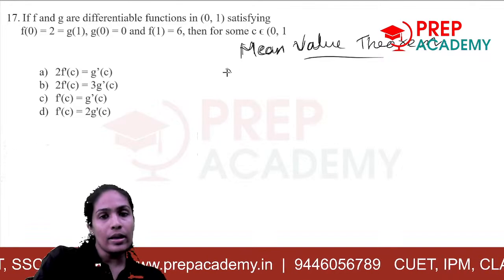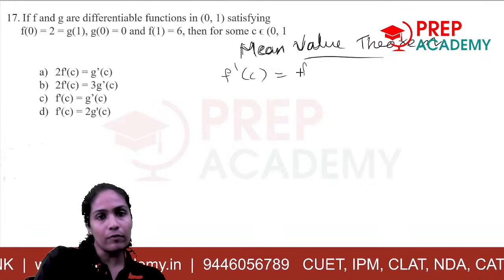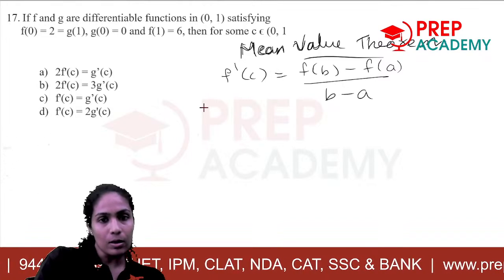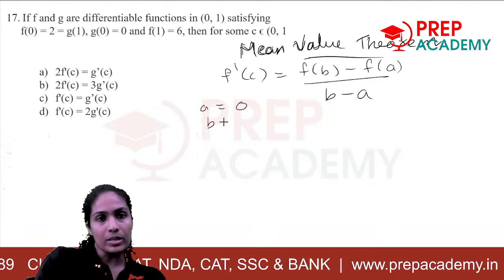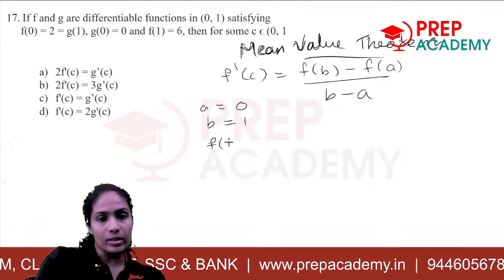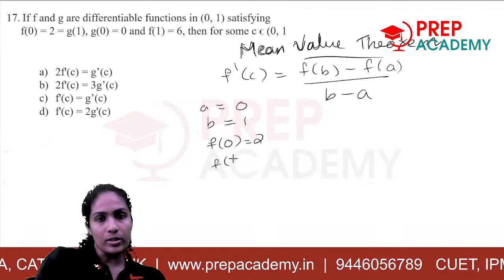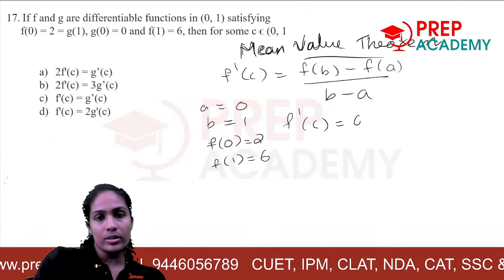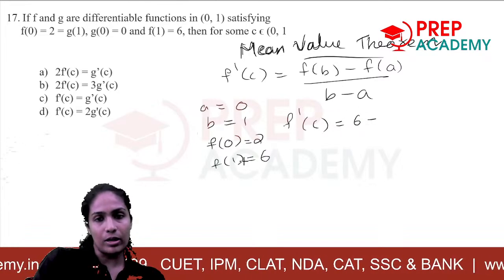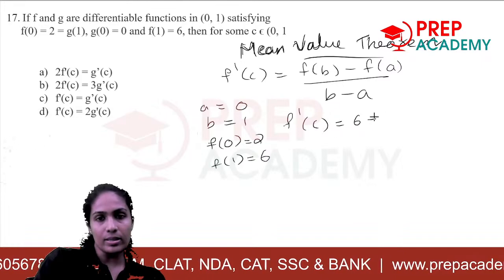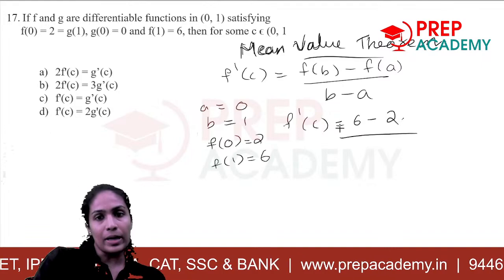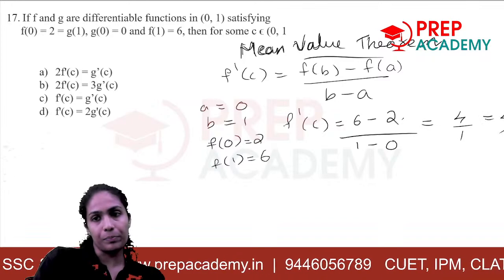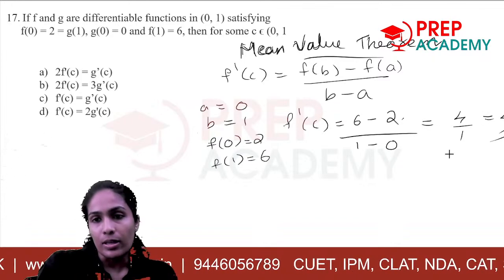Mean value theorem says that f'(c) equal to f(b) minus f(a) by b minus a. Here a is equal to 0, b is equal to 1, f(a), that is f(0), is equal to 2, f(1) is equal to 6. So f'(c) is equal to f(b) minus f(a) by b minus a, which is equal to 6 minus 2, 4 by 1, which is equal to 4. f'(c) is equal to 4.